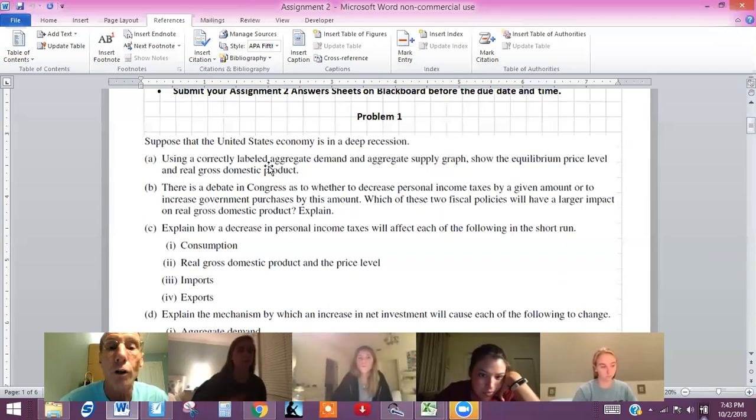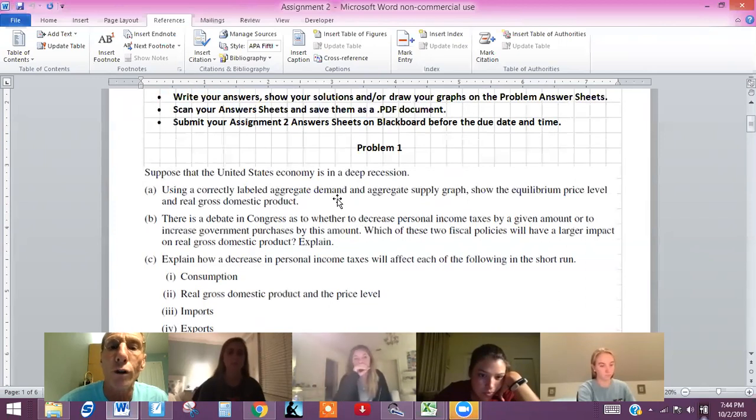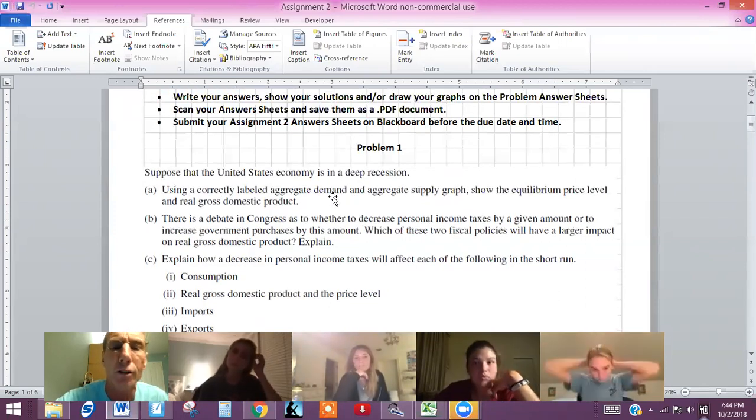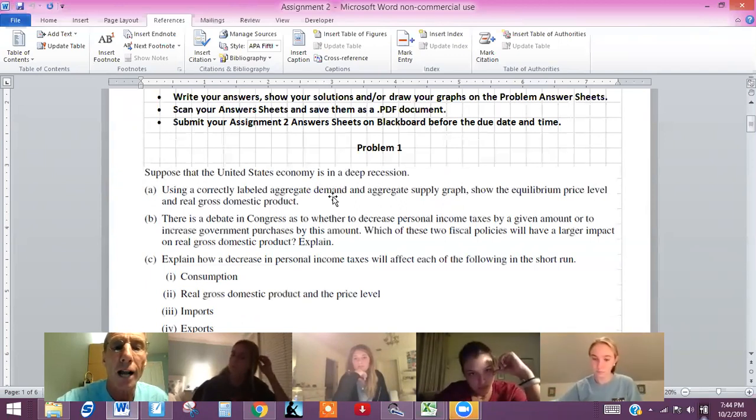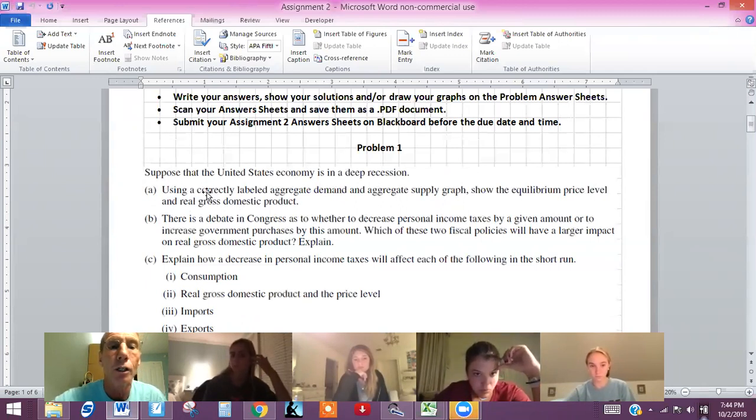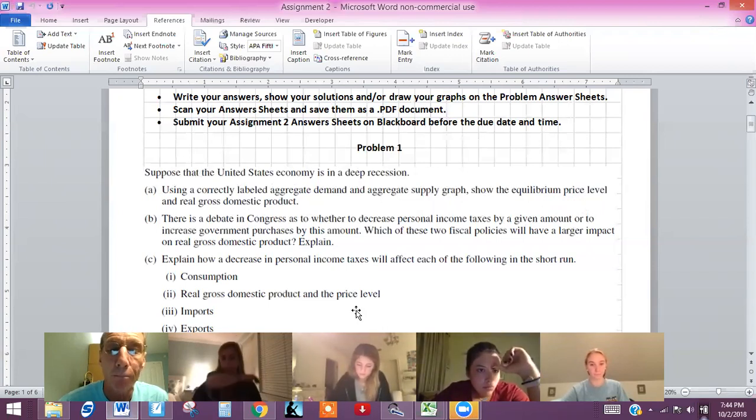So the first thing they're asking you to do here is to draw a graph. These exams are older, probably from like 2003. The newer exams actually say draw a graph, because here it sort of implies it, right? So using a correctly labeled aggregate demand, aggregate supply graph, show the equilibrium price level and the real GDP when the U.S. economy is in a deep recession, okay? So your graph should look like this, all right?